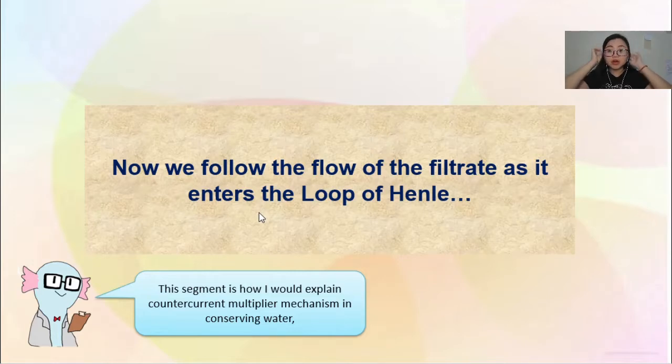Okay, now we are going to go through this process, this countercurrent multiplier mechanism, but we follow the flow of the filtrate. Kita ikut cecair tu jalan dari mana, kita cuba explain step by step. This segment is how I will explain the countercurrent multiplier mechanism in conserving water if the essay asks me to answer. Okay, kalau kamu kena suruh menjawab dalam essay, inilah ayat cantik yang kamu patut guna untuk explain.